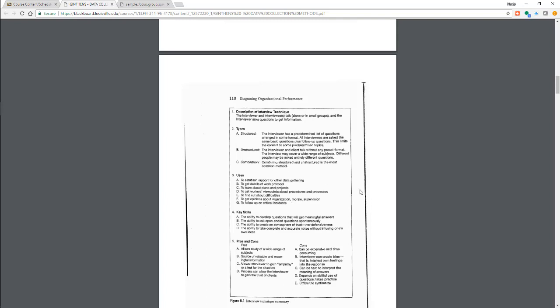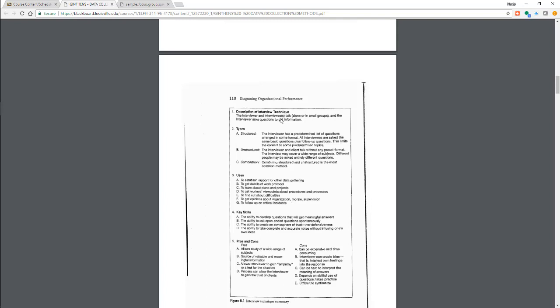And I'm not necessarily going to talk through everything, but I wanted to show you, for example. So number one, the description of the interview techniques. The interviewer and interviewee talk alone or in small groups, and the interviewer asks questions to get information. Well, that sounds logical, correct? It's never a bad idea to spell out exactly what is going to happen, because if this were a focus group, this description of the focus group technique would be different, right?